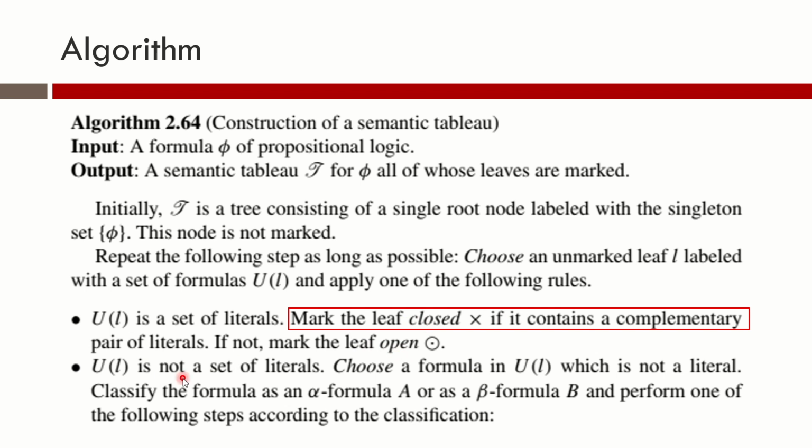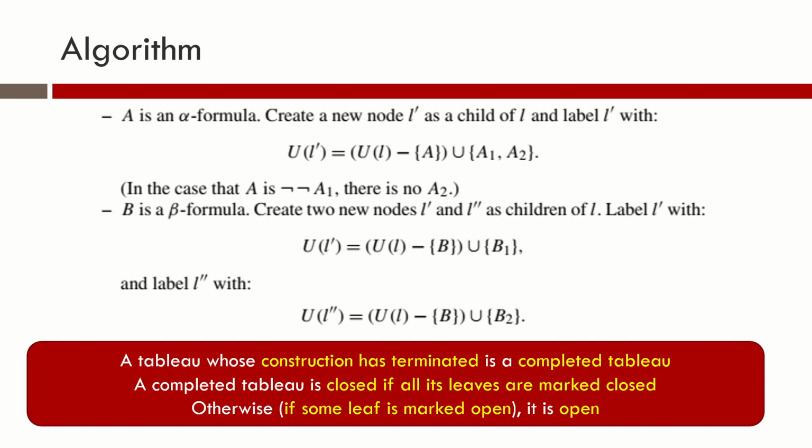Now the second case is, UL is not a set of literals. That is, UL still contains formulas that can be decomposed. Then out of those formulas, you choose a formula which is not a literal. Classify the formula as alpha formula or beta formula and perform the following steps. So you choose one formula, classify it as alpha formula or beta formula, and depending on which it is, you need to perform the corresponding step.